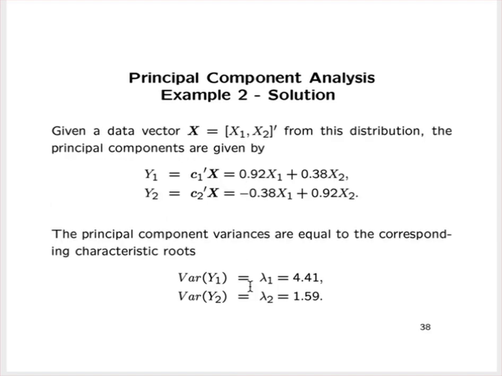Denoting the original response as bold X, containing random variables x1 and x2, the formula for calculating the first principal component for this distribution is 0.92 times x1 plus 0.38 times x2. The formula for calculating the second principal component is negative 0.38 times x1 plus positive 0.92 times x2. The variances of the principal components are 4.41 for the variance of y1, which is lambda 1, and 1.59 for the variance of y2.